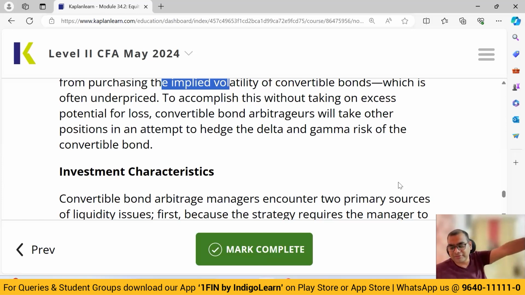So just by buying a convert, you have not taken a position. A hedge fund will not only buy a convert, they will also actively do delta and gamma risk management. That is the meaning. Okay, got it.